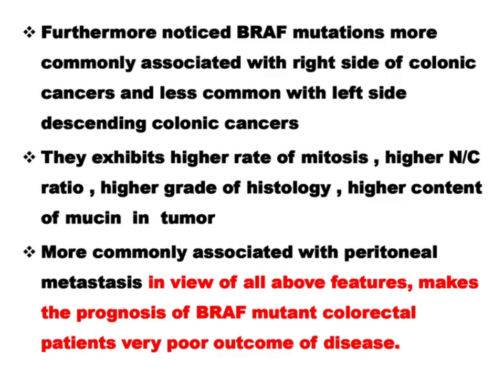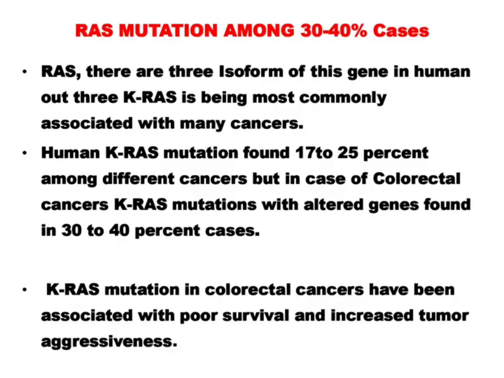Furthermore, it should be noted that the BRAF mutation is more commonly associated with the right side of the colon and less commonly with the left side, the descending colon. They exhibit a higher rate of mitosis, higher nucleocytoplasmic ratio, higher histologic grade, and higher mucin content in the tumor. These are all unfavorable factors, and it is more commonly associated with peritoneal metastasis. In view of all the above features, BRAF mutant colorectal cancer patients have a very poor outcome.